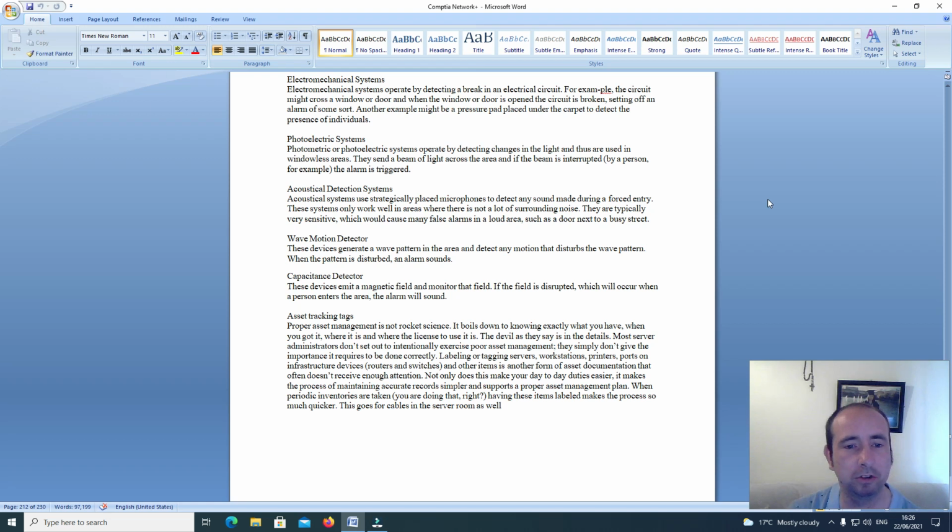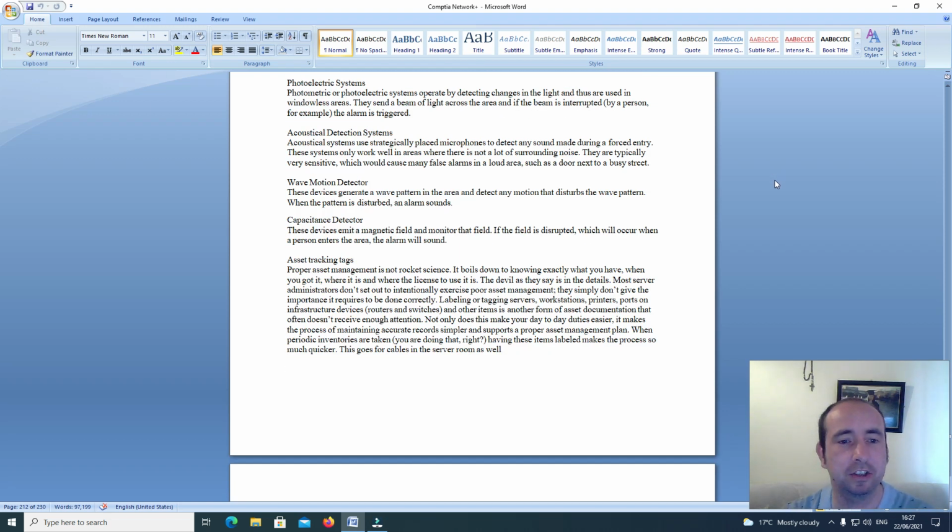Photoelectric systems. Photoelectric systems operate by detecting changes in the light and thus are used in windowless areas. They send a beam of light across the area, and if the beam is interrupted by a person, for example, the alarm is triggered.